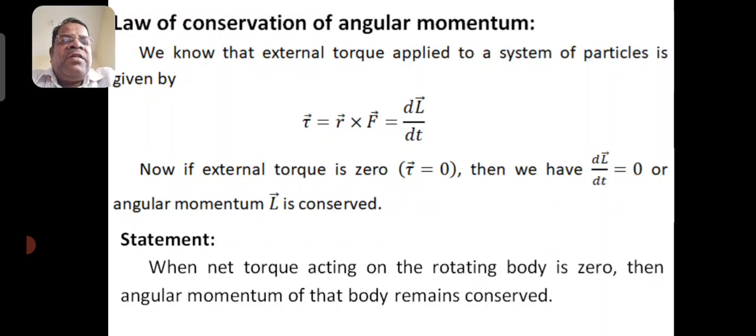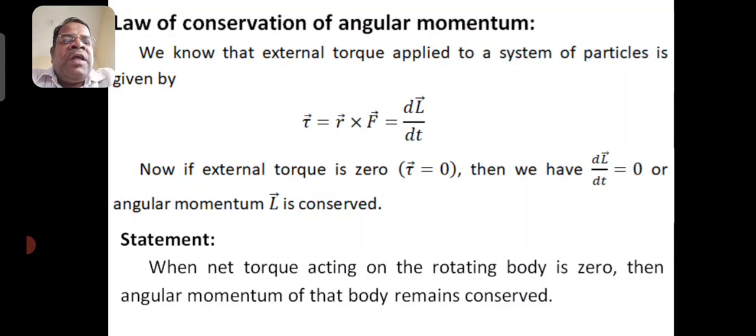That is, the net torque acting on the rotating body is 0. When the net torque acting on the rotating body is 0, then angular momentum of that body remains conserved. This is known as the law of conservation of angular momentum.